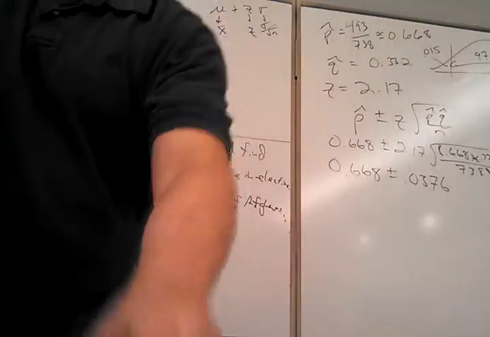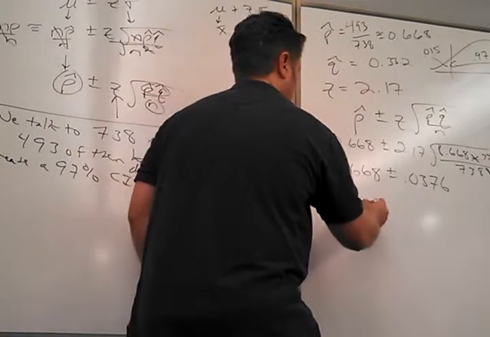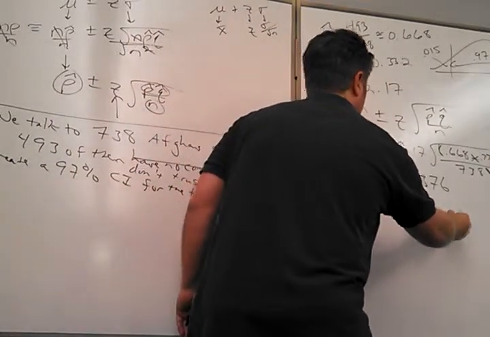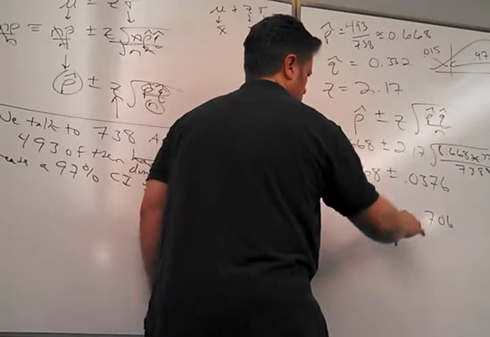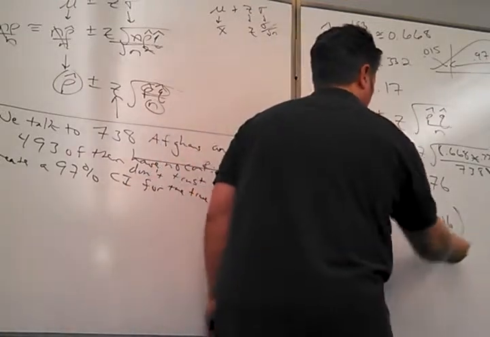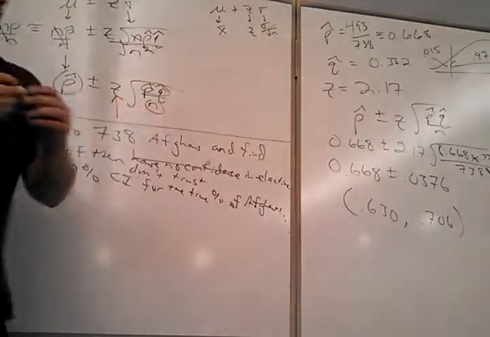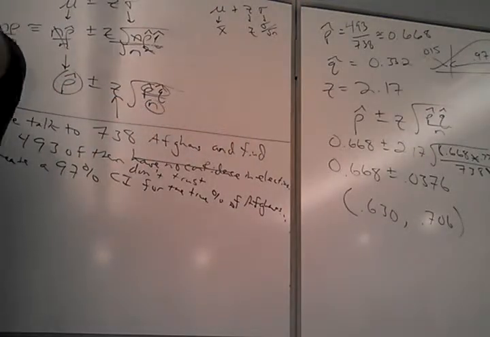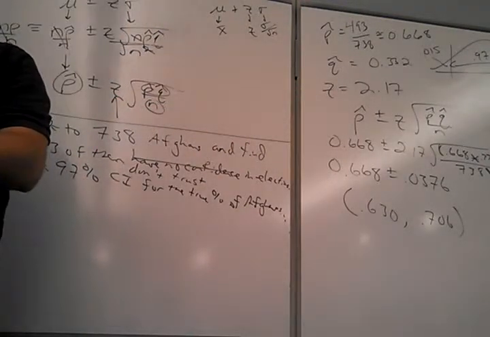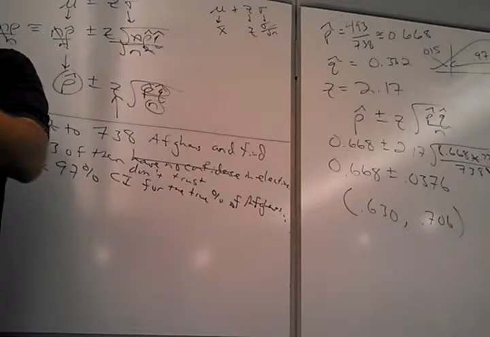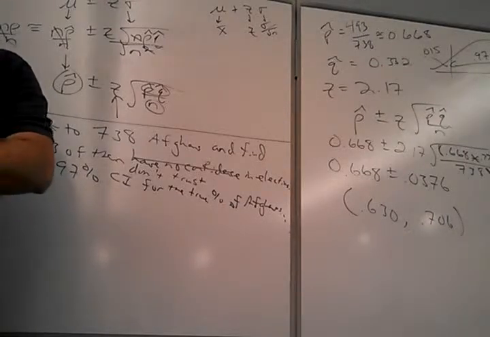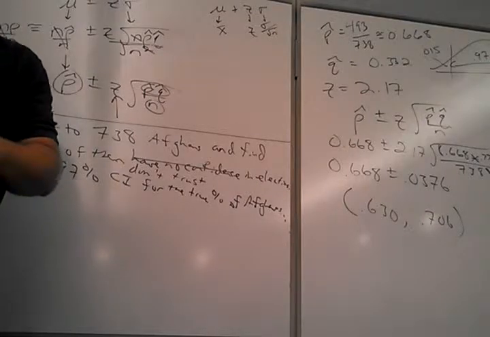So what do you guys get real quick? Anybody do that? 0.706. 0.630, roughly. Okay. So from 63% up to 71% almost. And there's only a 3% chance that it's not in there. So that's pretty good probability you're wrong. But I can live with that.